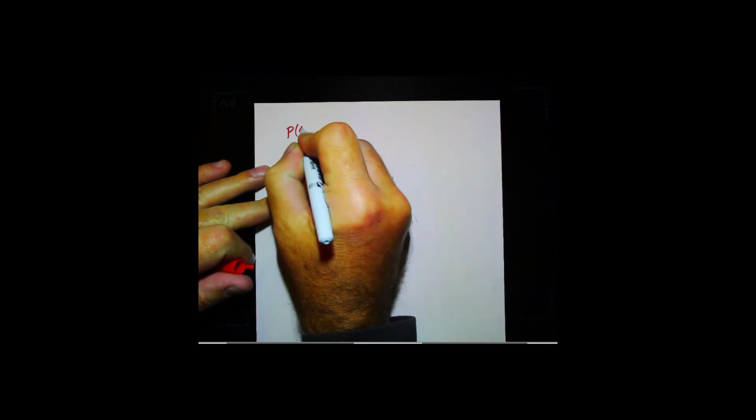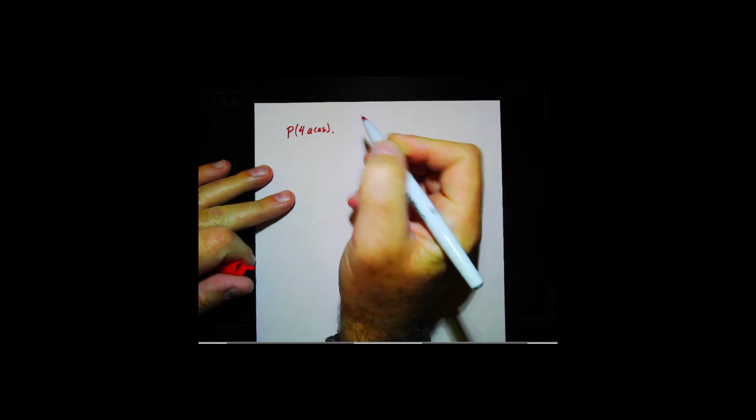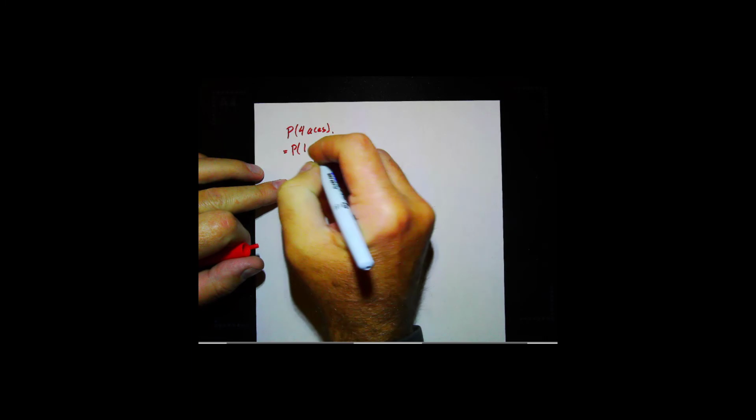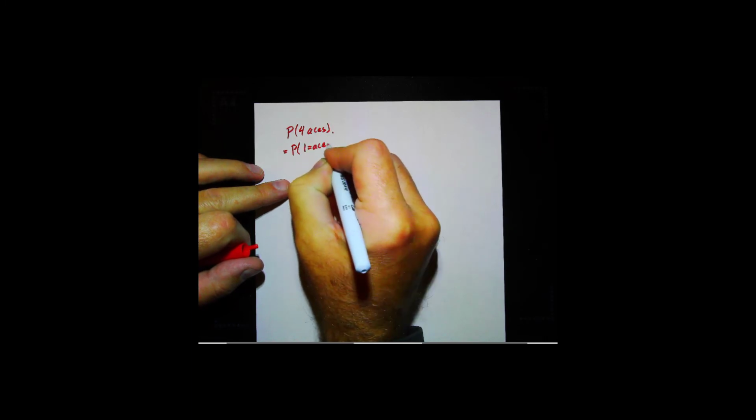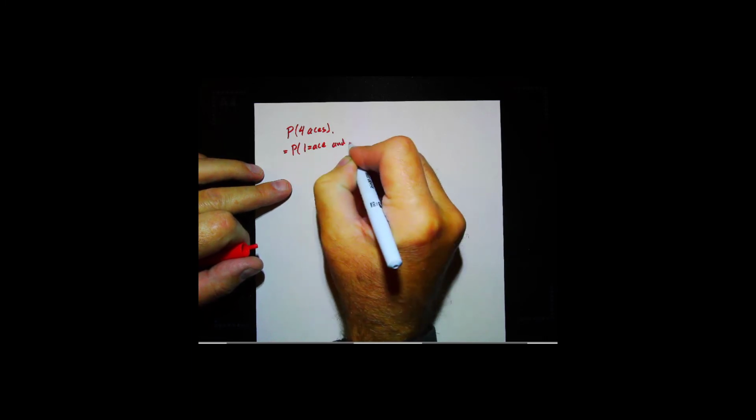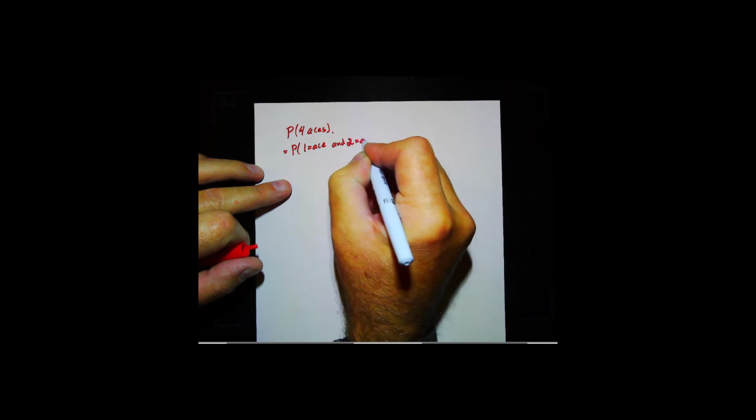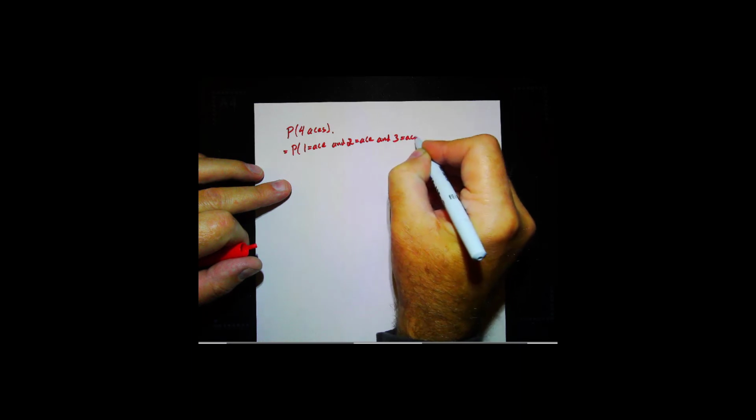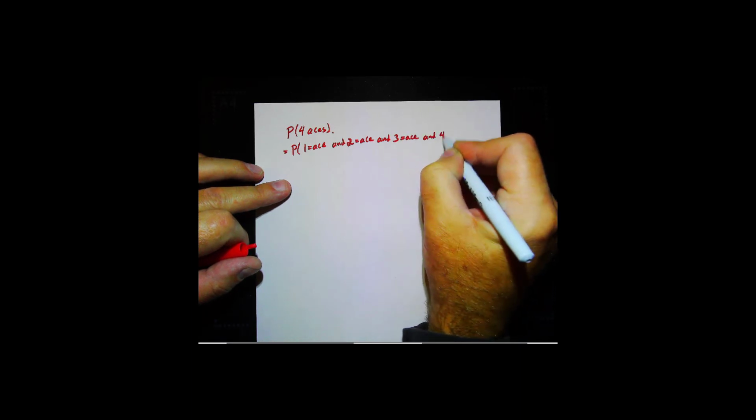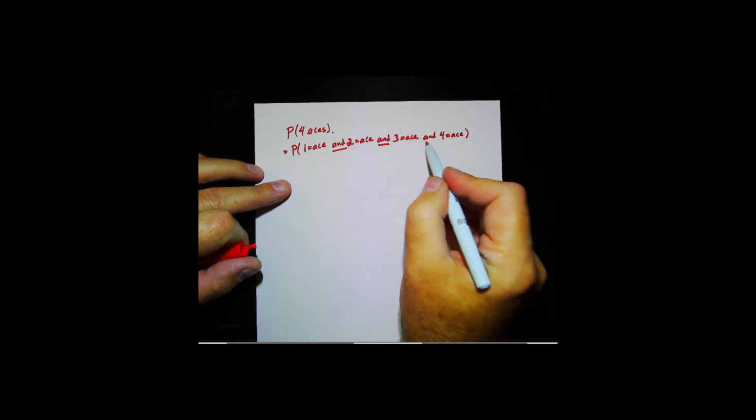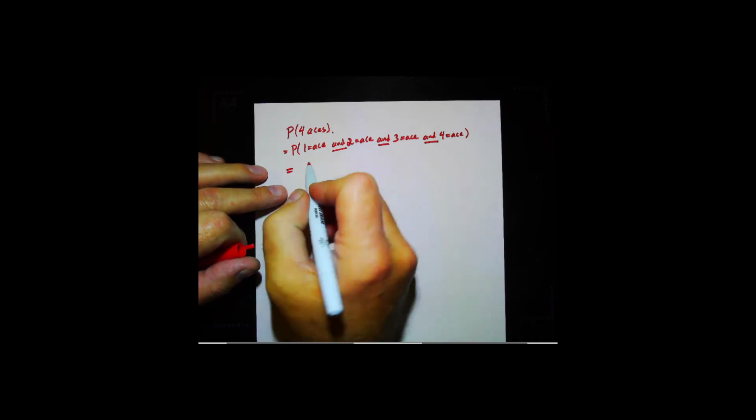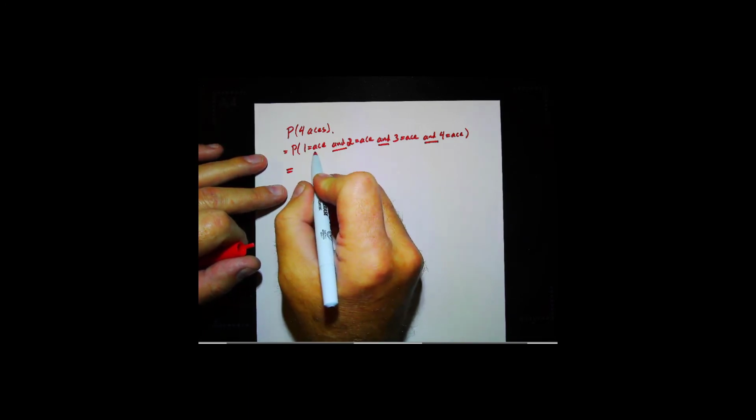What's the probability of getting 4 aces? This is the probability that the first draw is an ace, and the probability that the second draw is an ace, and the third draw is an ace, and the fourth draw is an ace. So we have a bunch of "and" statements here. Each of these, though, has a slightly different probability.